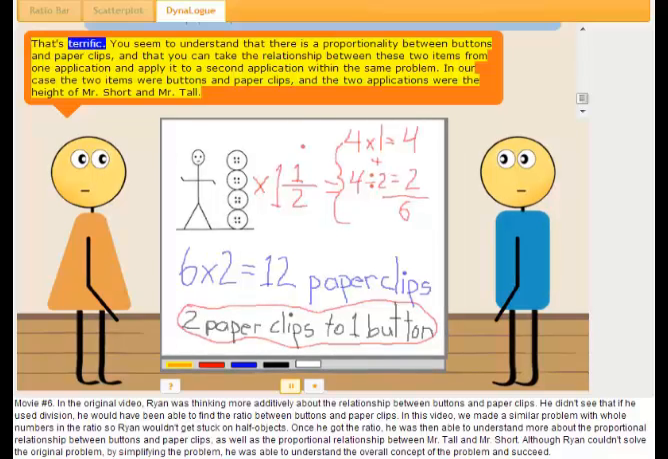That's terrific. You seem to understand that there is a proportionality between buttons and paper clips, and that you can take the relationship between these 2 items from one application and apply it to a second application within the same problem. In our case, the 2 items were buttons and paper clips, and the 2 applications were the height of Mr. Short and Mr. Tall.